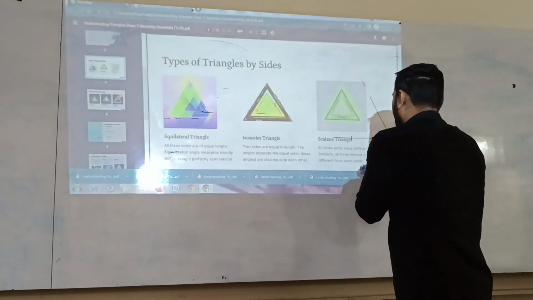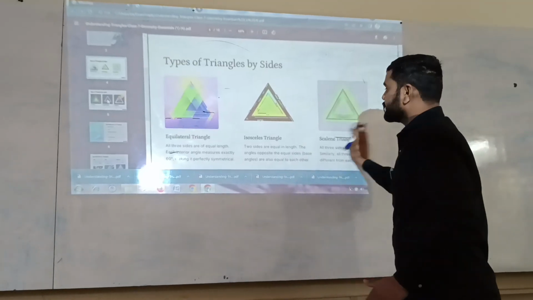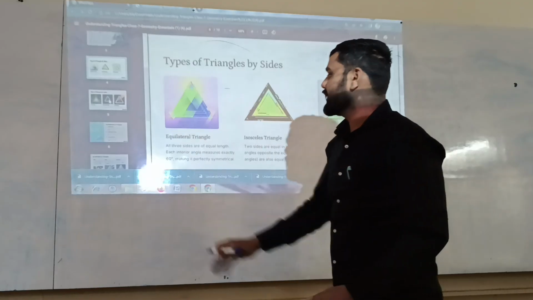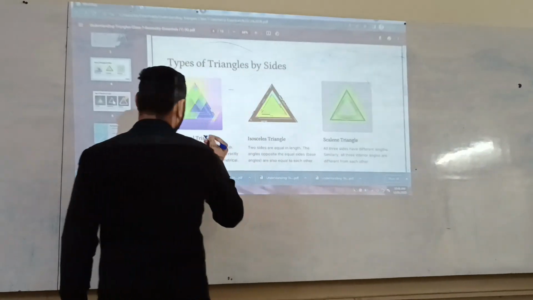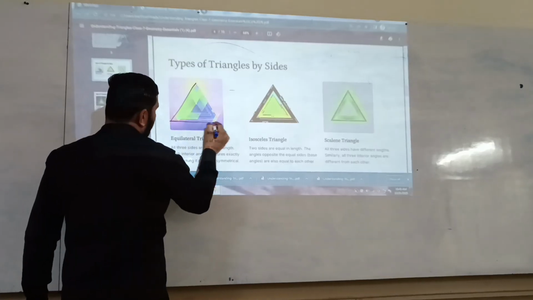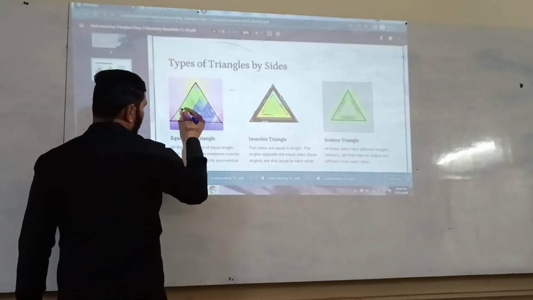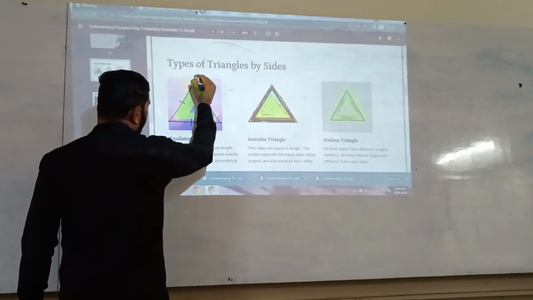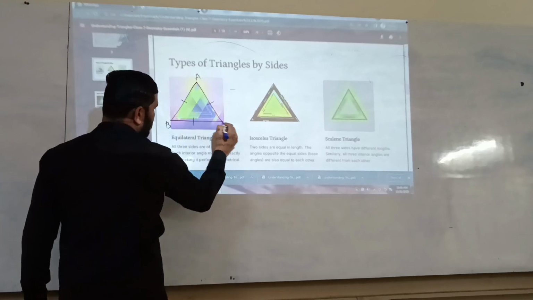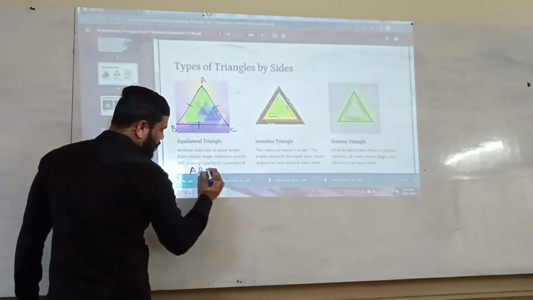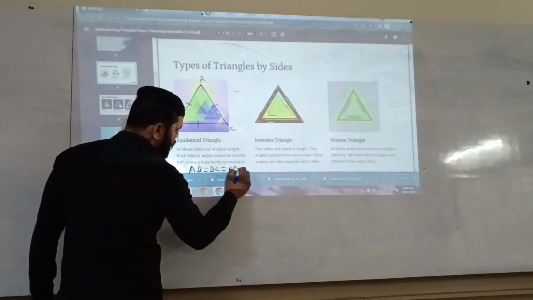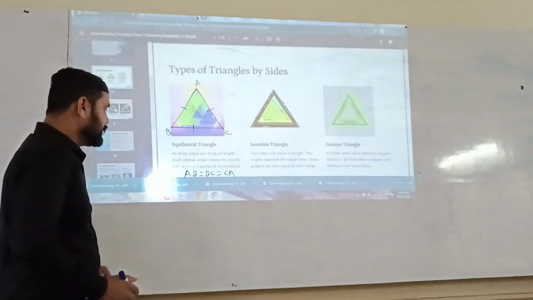Next, types of triangle. First triangle type is the equilateral triangle. A triangle having all three sides equal in measurement. First side, second side, third side, A, B, C. All sides of the triangle are equal. For example, AB is equal to BC and BC is also equal to CA.